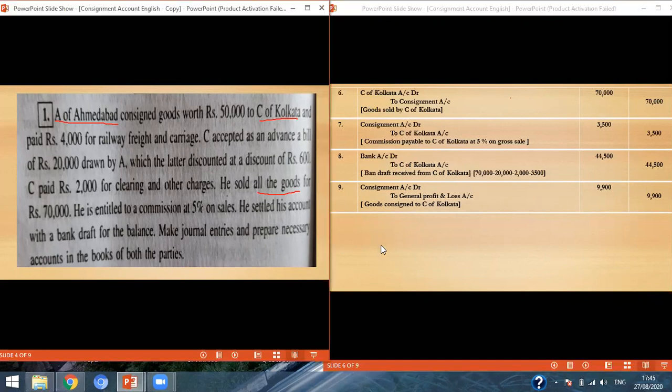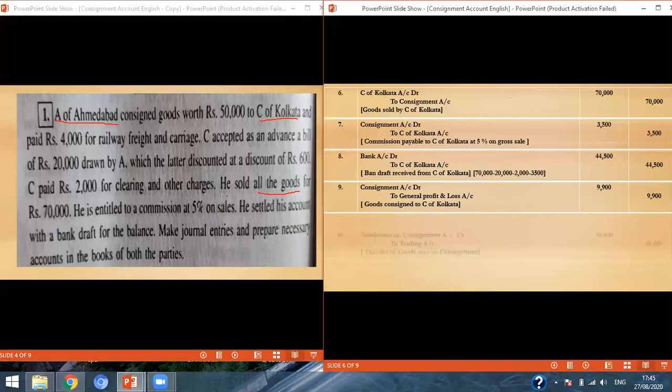Then we have to close the goods sent on consignment account. We'll close that account, and the remaining amount will go to the trading account. So goods sent on consignment account debit to trading account, 50,000 rupees. In the narration we have to write: transfer of goods sent on consignment. Okay, so these are the 10 general entries we have to do according to the amount of the sum.